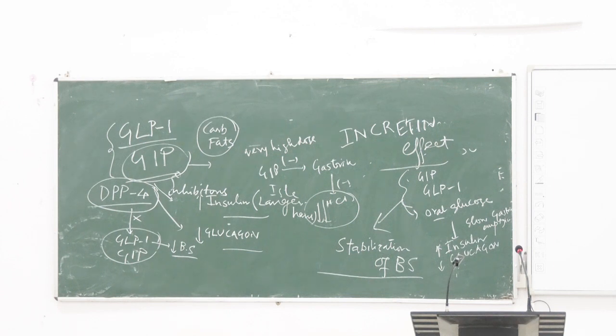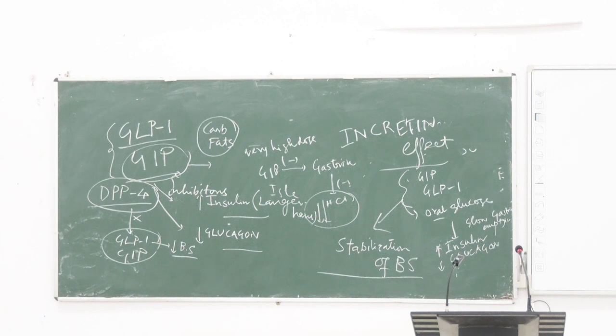But the problem is they are not a very stable molecule. Very quickly DPP4, dipeptidyl peptidase, but you can forget that. The DPP4 molecule is an enzyme which breaks them down, and again sugar may go up. So in diabetes treatment we can use a DPP4 inhibitor which will maintain them.